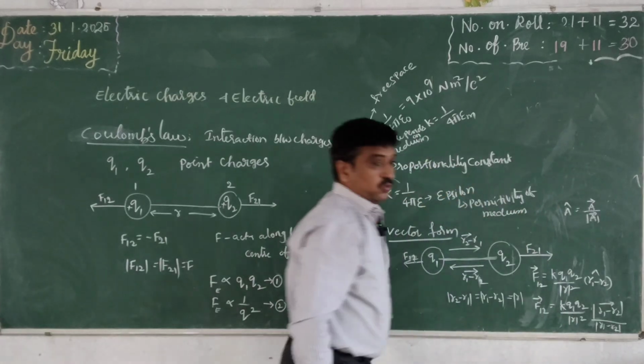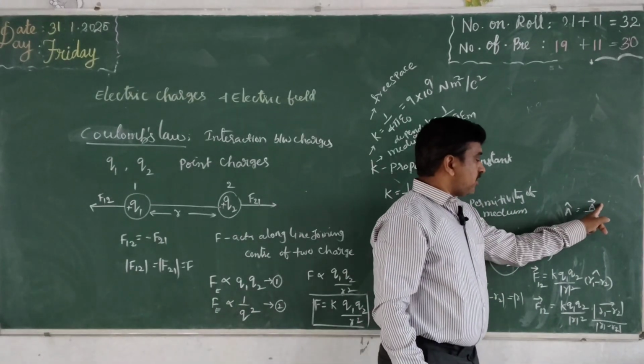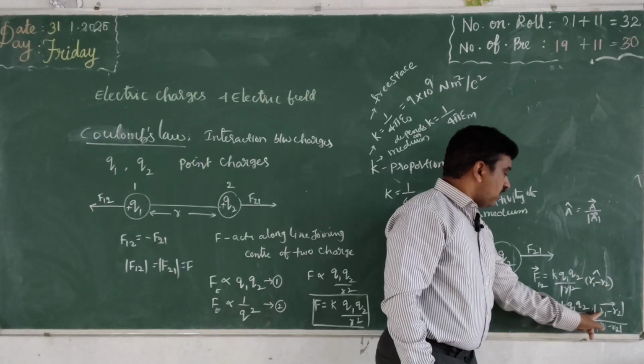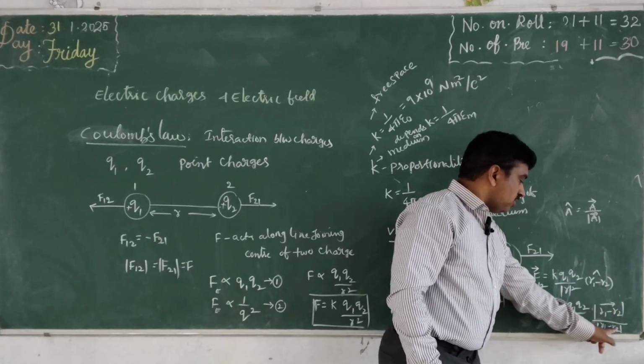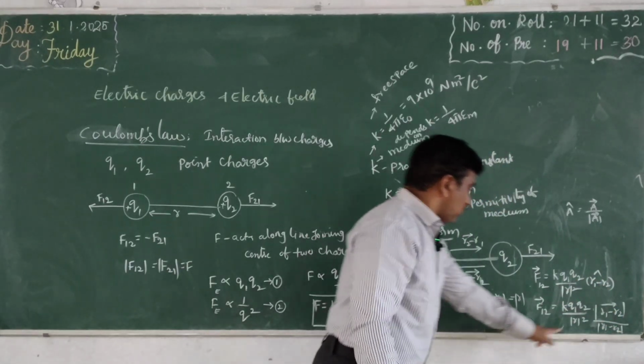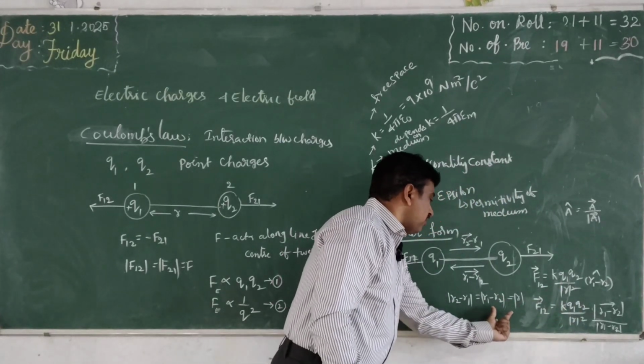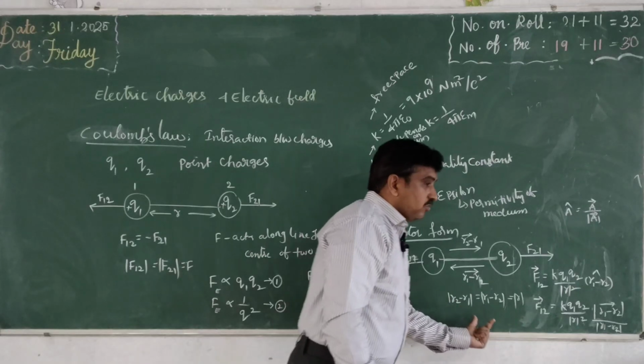A cap means A vector by the magnitude of A. Here R1 minus R2 cap means R1 minus R2 vector by modulus of R1 minus R2. Modulus of R is nothing but modulus of R1 minus R2 or R2 minus R1. We can write any one.